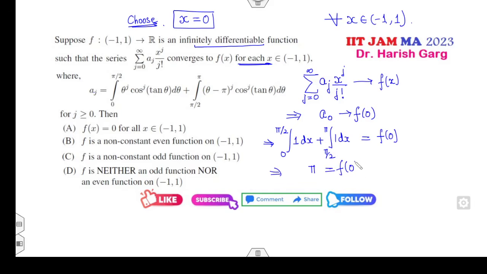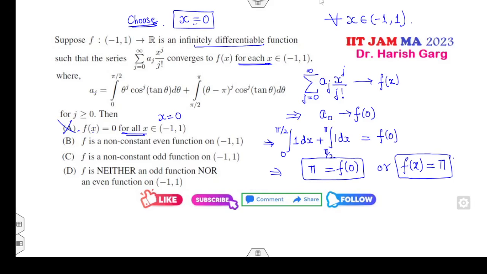So that means f of 0 will be my pi. Fine. Or you can say f of x, because x is my 0, f of x will be my pi. Is it okay? So f of x is 0 for all x. अगर मैंने x 0 लिया, it is not satisfied.